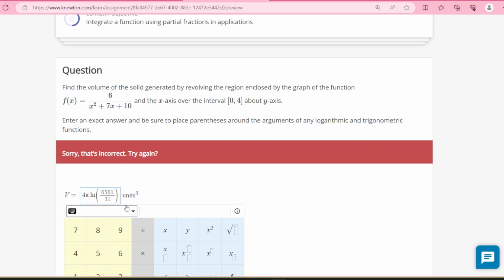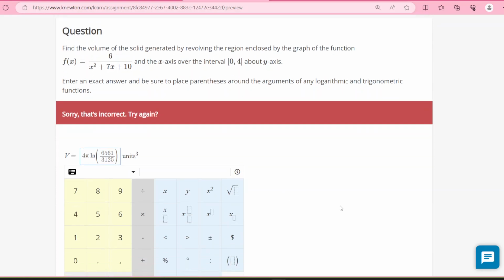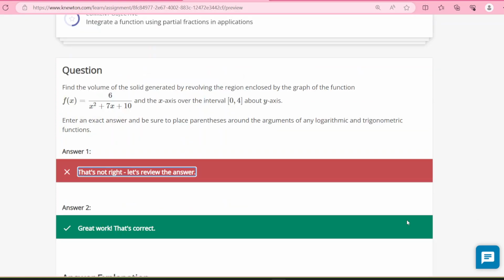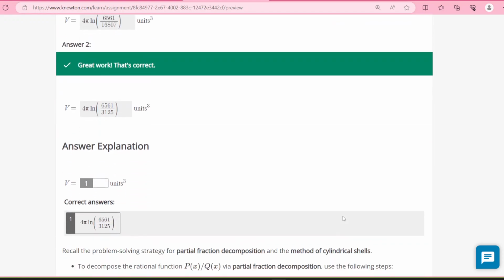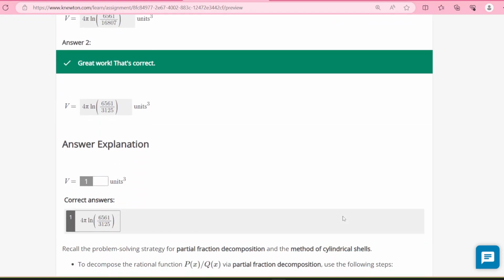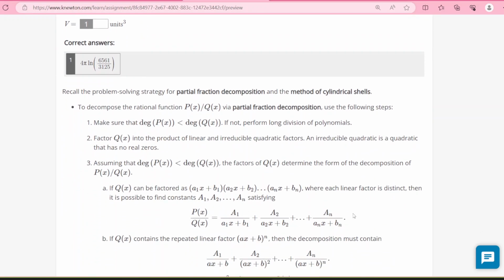So 5 to the 5th is 3,125. So we got 6,561 in the numerator, 3,125 in the denominator of that log now. Okay, there we go. That's better. And 0 plus 5 is 5. I don't know why I put 7. I really don't. I'm just rushing things too quickly, right?